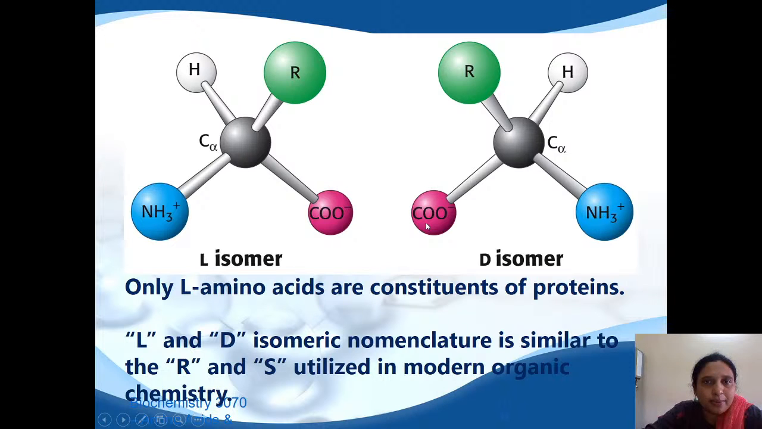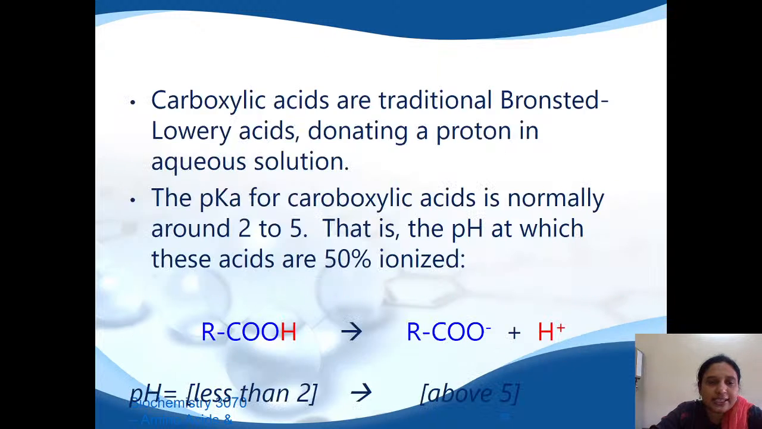And please remember, in biological fluids, amino acids always exist in the L form. In the L form, on the left side there is NH3, and on the right side there is the alpha carbon. So these amino acids exist in the L form.